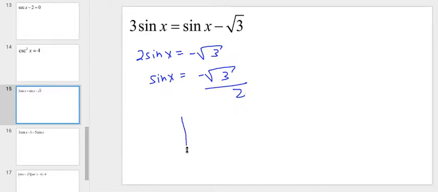Now, where does this happen on the unit circle? Well, sine x equals root 3 over 2 when you have a tall triangle. So that will be one of the pi over 3 angles. But it has to be down here in the 4th quadrant or the 3rd quadrant because the answer is negative. So that would mean we could be at 5 pi over 3 or at 4 pi over 3. There are two answers, 4 pi over 3 or 5 pi over 3, and those are the only answers to this problem.